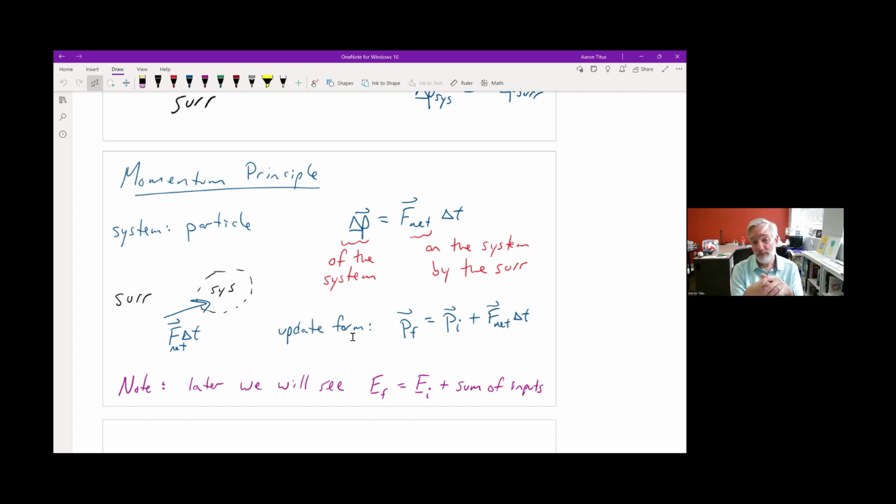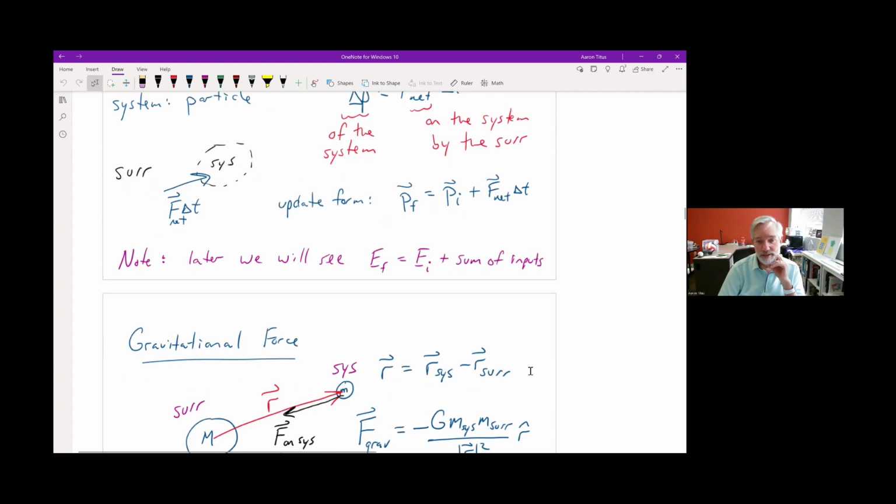Later, when we talk about the energy principle, you see the same sort of form of the idea. When we do energy, we'll see the change in the energy of the system is equal to the sum of the inputs to the system. In the same way, we will write the energy principle in update form as E final equals E initial plus the sum of inputs. So you see this parallelism in these principles.